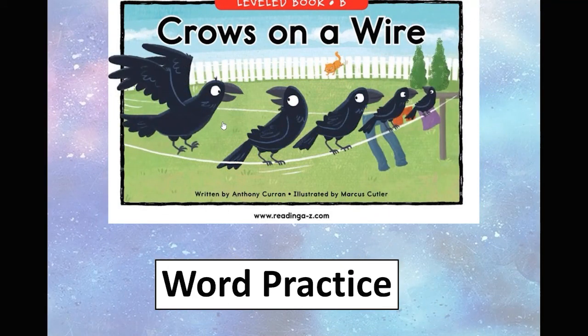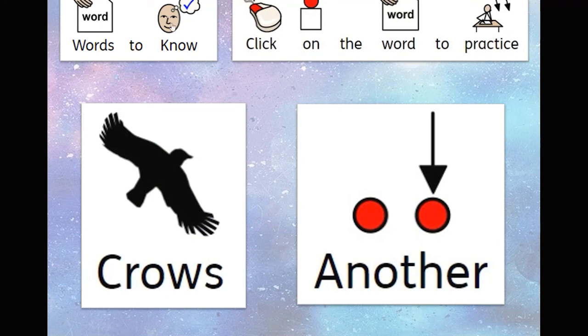And this one is a great pre-reading activity because it's designed to teach the new vocabulary. Crows on a wire word practice. All right. So up here we have directions, and if we click on those, it'll read the directions for us. Words to know. Click here for practice.